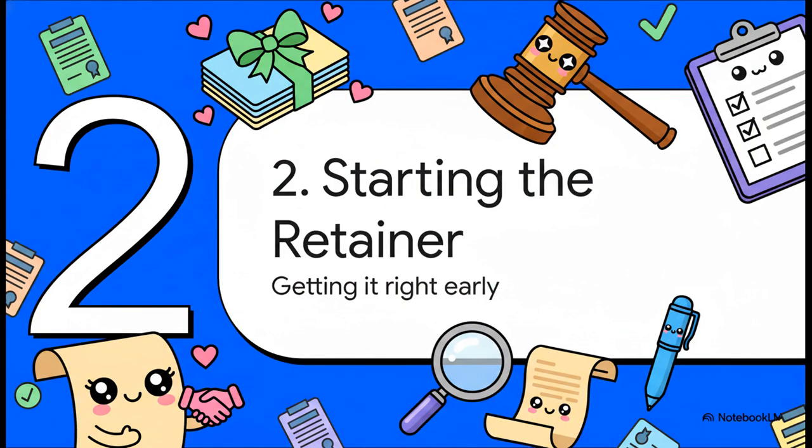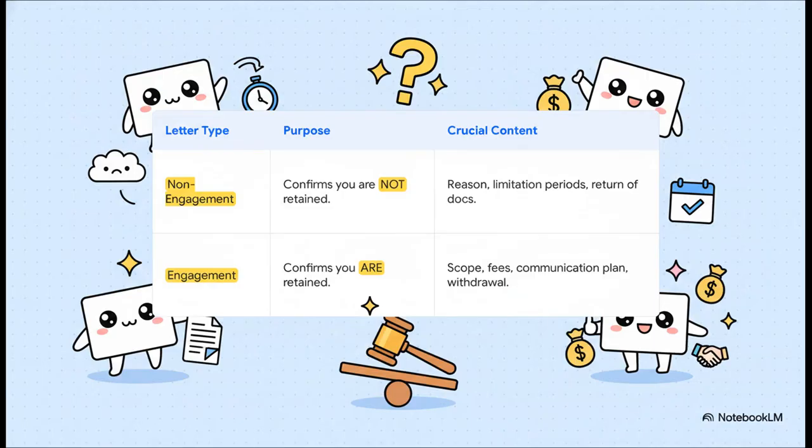Now let's focus on stage 2, starting the retainer. This part is so important because it's where you lay the entire foundation for the relationship. And you guessed it, the exam loves to test you on the paperwork you need to get right at this stage. Okay, let's really break this down because this is a huge deal on the exam. You've got 2 critical letters here. The engagement letter, that's the easy one, right? It's your official, you're hired letter, spelling out the scope, the fees, the whole deal.